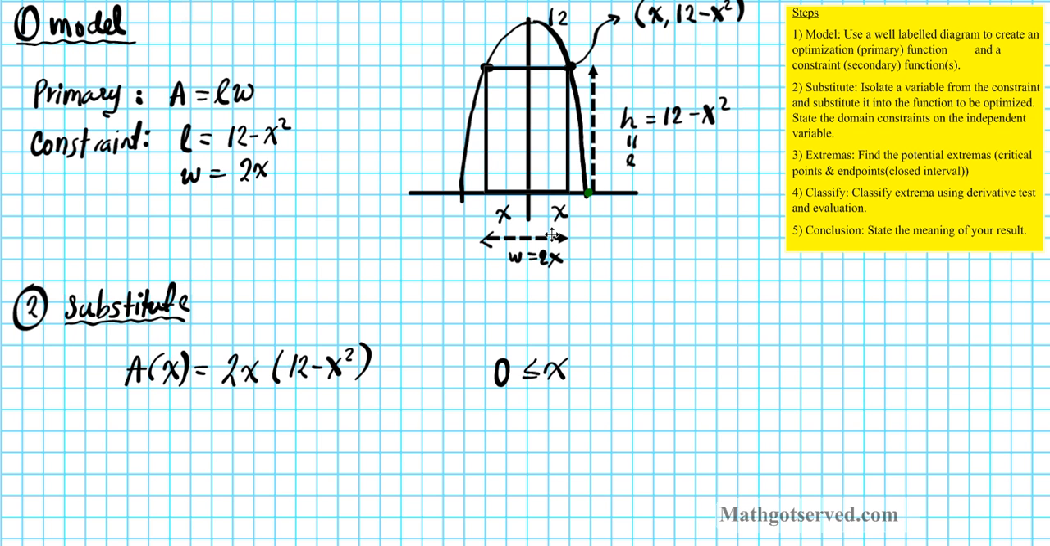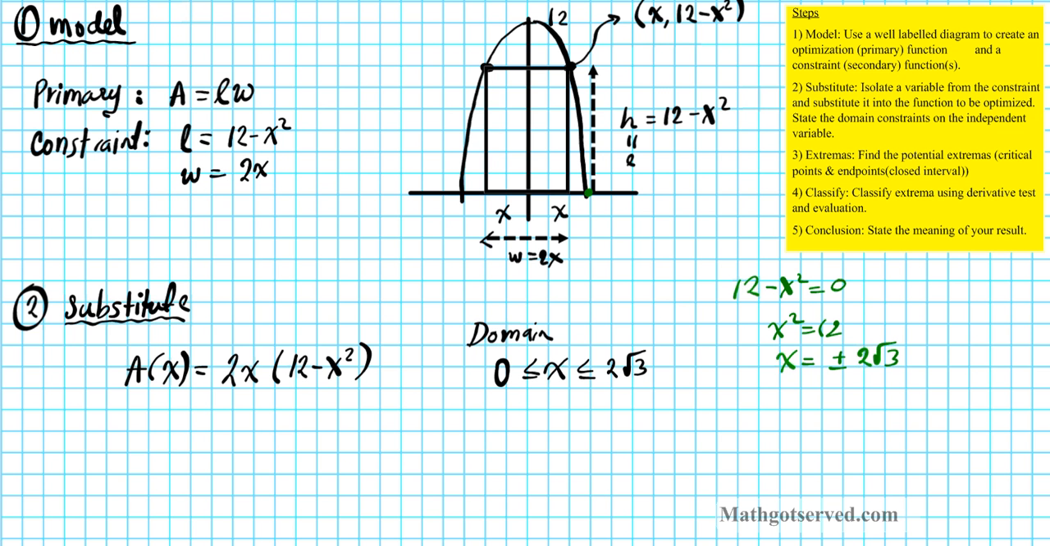All right, so to find the x-intercept, we'll simply set 12 minus x squared equal to 0, and then we'll have x squared equals 12. If you get x by itself, you will have plus or minus square root of 12, which is 2 root 3. So the maximum value that x can attain is 2 root 3. All right, so there goes the domain of the independent variable.